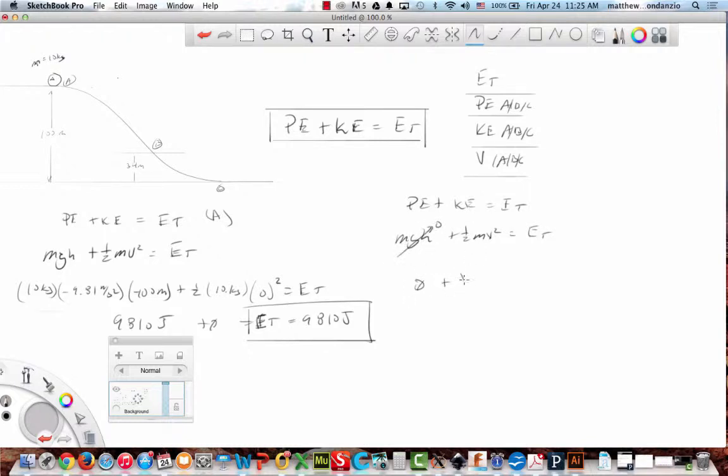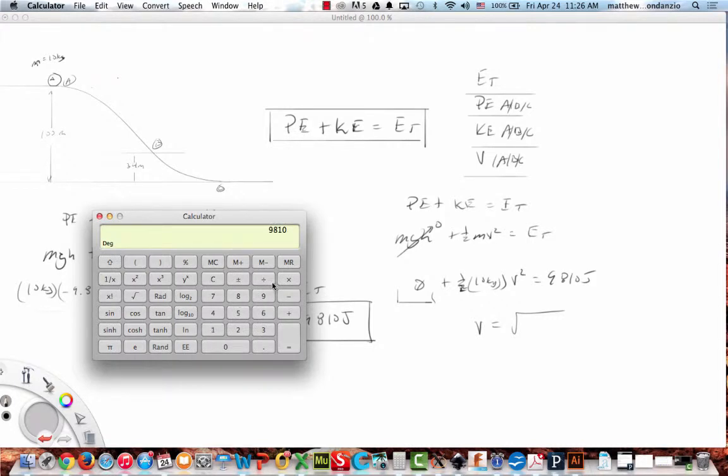0 plus 1/2 times my 10 kilograms times my velocity squared. Is that what I'm looking for? Yes. What's my energy total? Do I know it? 9810 joules. Now look, my PE at C is what? 0. So that means my KE is 9810. And then my velocity is equal to the square root of 9810 divided by 5.